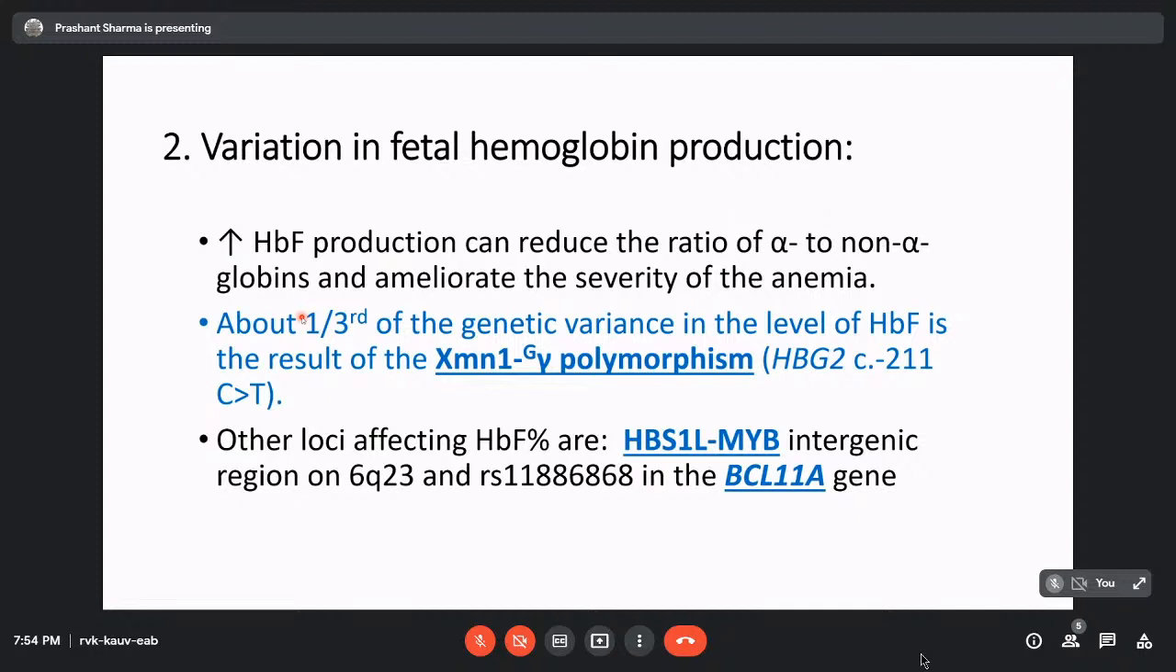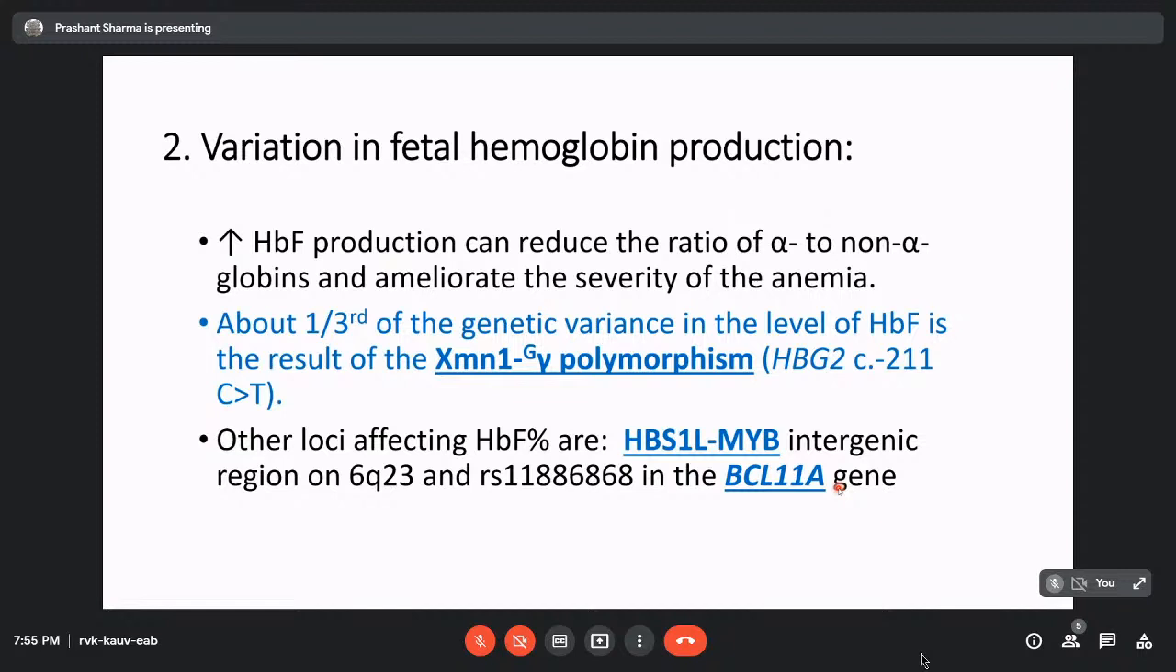One of the most prominent polymorphisms in this regard is the XMN1 G-gamma polymorphism. This is present in the G-gamma gene, and it explains about one-third of the genetic variation within the level of HbF. And more recently, other loci have also been discovered. So the HBS1L and MYB, these are two genes, and in their intergenic region are many polymorphic sites which can influence HbF levels. And in addition, in BCL11A also, there are multiple polymorphisms, and depending on what a patient has inherited, they may be lucky enough for their HbF levels to go up.